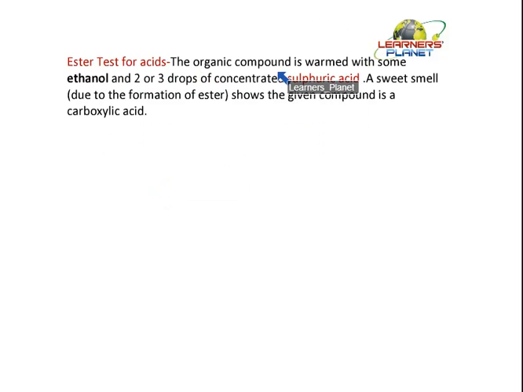The organic compound given in your test tube is warmed with some ethanol and 2 to 3 drops of concentrated sulfuric acid. What is this reaction called? It is called the esterification reaction. A sweet smell comes due to the formation of ester. And it shows that the given compound is a carboxylic acid, because only this acid forms esters with alcohol.